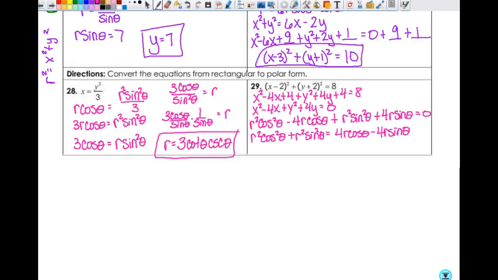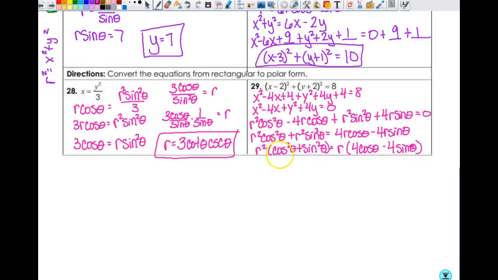Now I'm going to factor things out, so I factor out the r squared over here, and I'm left with cosine squared theta plus sine squared theta equals, and then I can factor out an r here. You could even factor out a 4 if you wanted to, but at least an r, I'm going to get 4 cosine theta minus 4 sine theta.